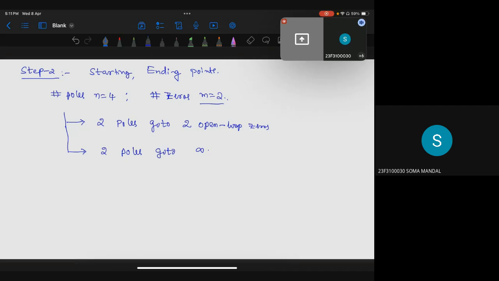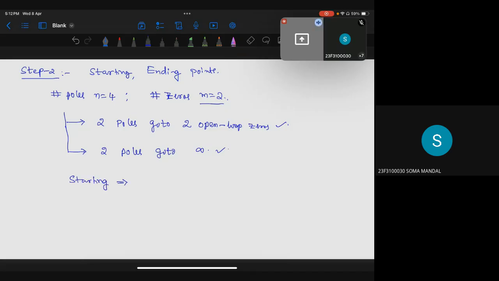If the number of zeros is one, then one pole will go to that zero, and three poles will go to infinity. If there are no zeros, all poles will go to infinity. First we decide how many poles go towards zeros, then we decide how many will go to infinity. So now, what are the starting points here?